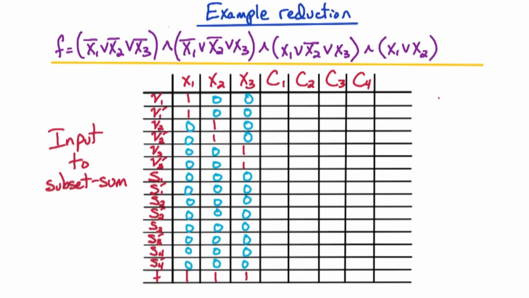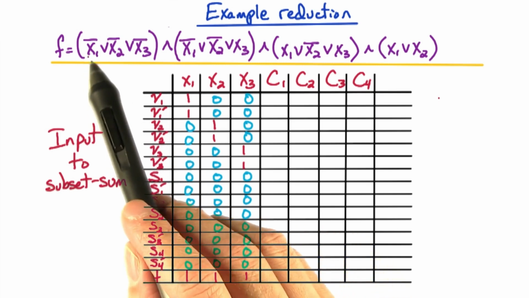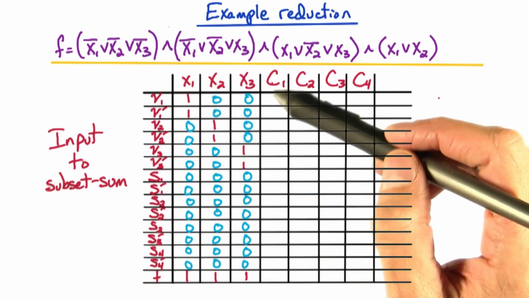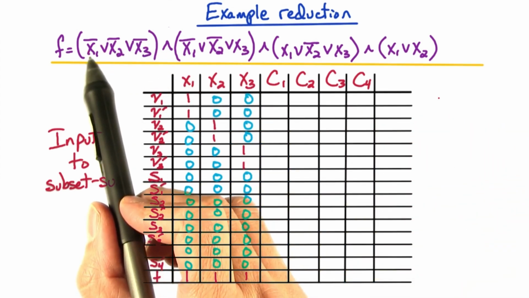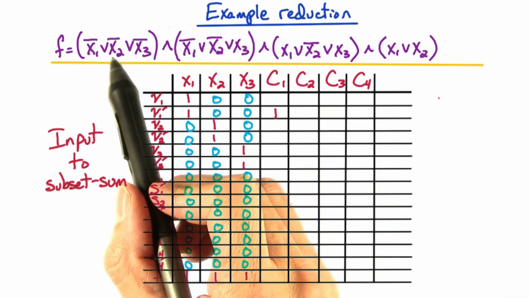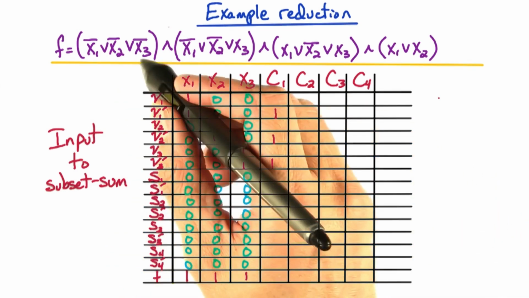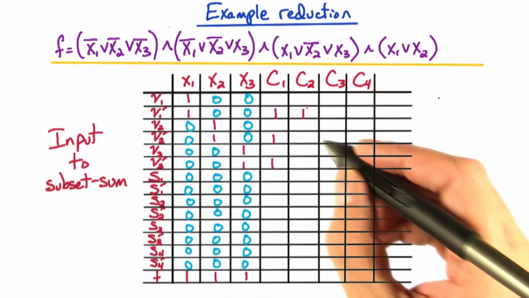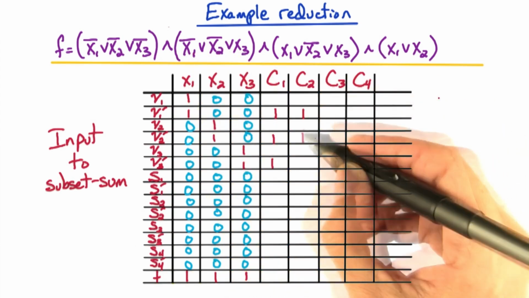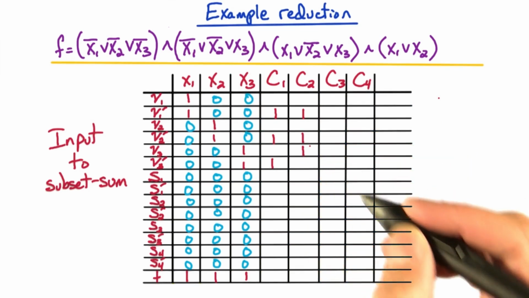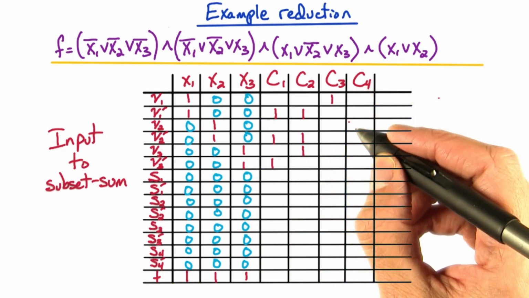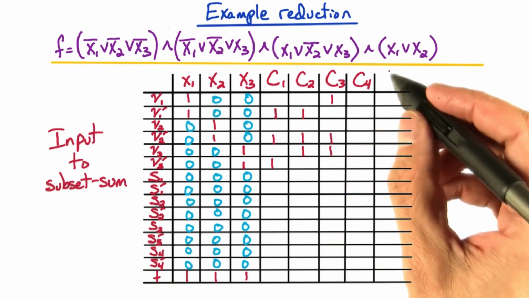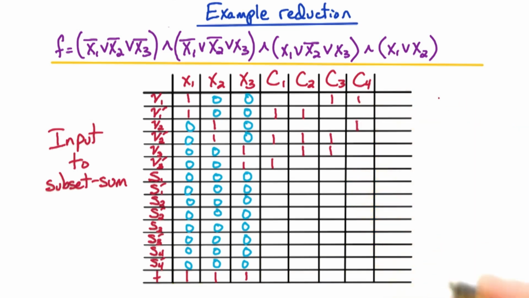Let's go back to our running example. Our first clause contains x1 bar, x2 bar, and x3 bar. This clause corresponds to the fourth digit, so we're going to put a 1 in v1 prime. We put a 1 in v2 prime, and a 1 in v3 prime. Similarly, for the second clause, we put a 1 in v1 prime for x1 bar, v2 prime, and v3. For clause 3, we put a 1 in v1, v2 prime, and v3. Clause 4, v1 and v2.